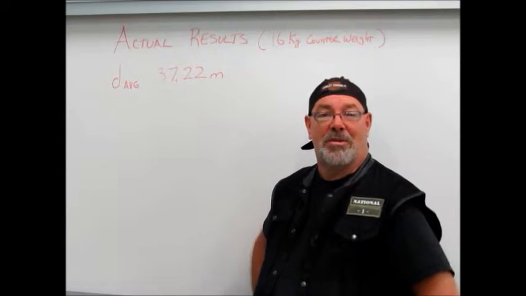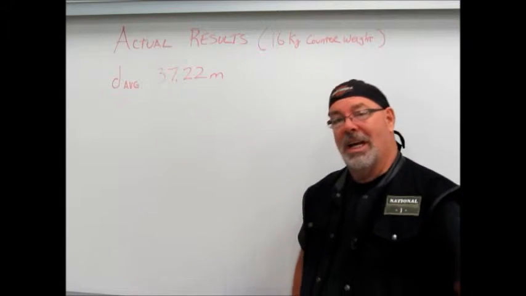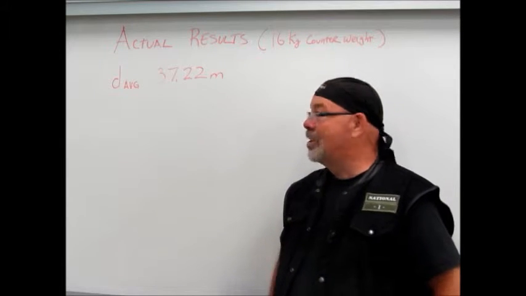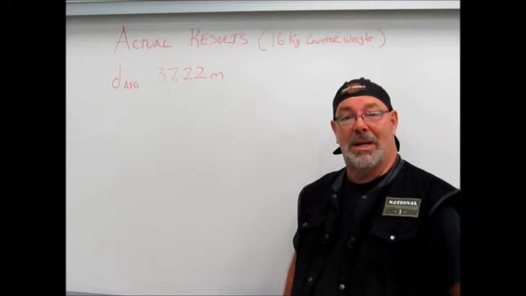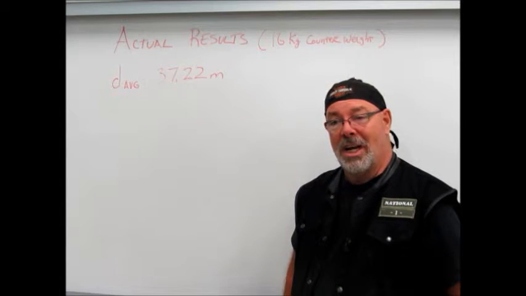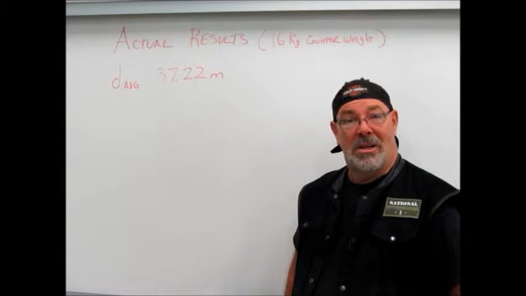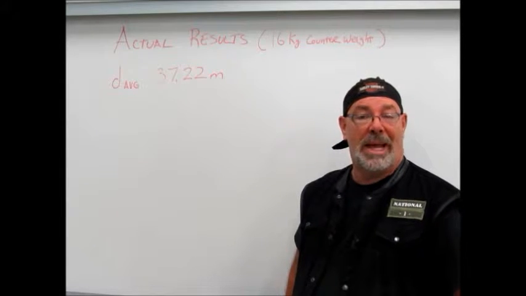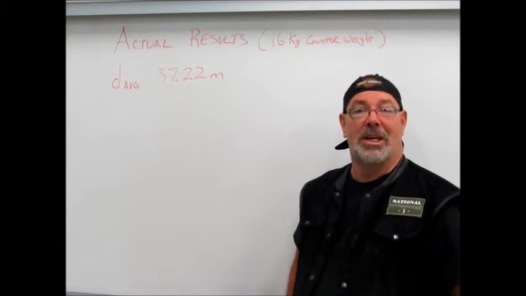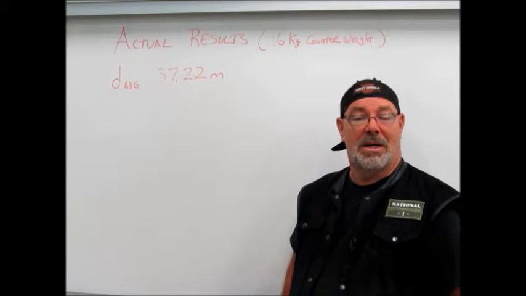Our actual observed results for the 16 kilogram counterweight shots ended up being an average distance of 37.22 meters, which is considerably shorter than we had planned under our ideal circumstances. Again, the reason for that would be the density of the softball. A softball has a fairly large surface area and a fairly low mass, which means it's not really going to travel as far. Had we used, say, a hard ball, we would have gotten a much greater distance out of our launch.